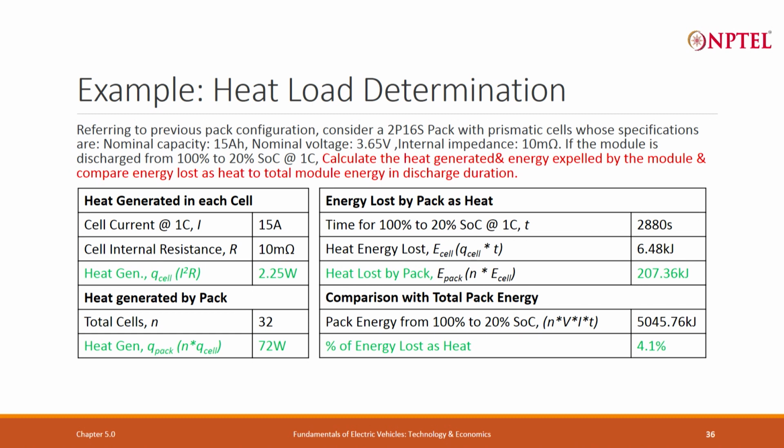If we can save that energy, my range will go up by 4%. Sorry, approximately 5%. And 5% range for a 100 kilometer battery pack is 5 kilometers, it's huge. Now, we already know this much heat is being generated: 72 watts as power, or if you talk about energy, 207.36 kilojoule. So, first of all, it has generated.